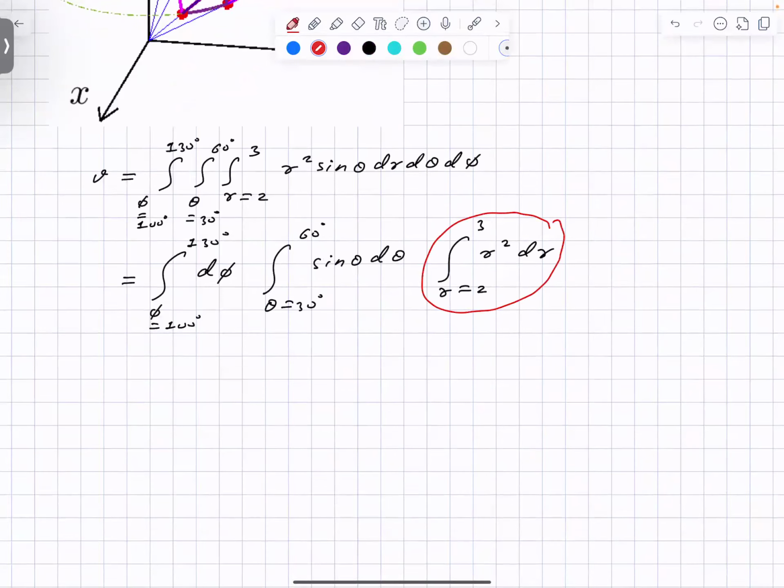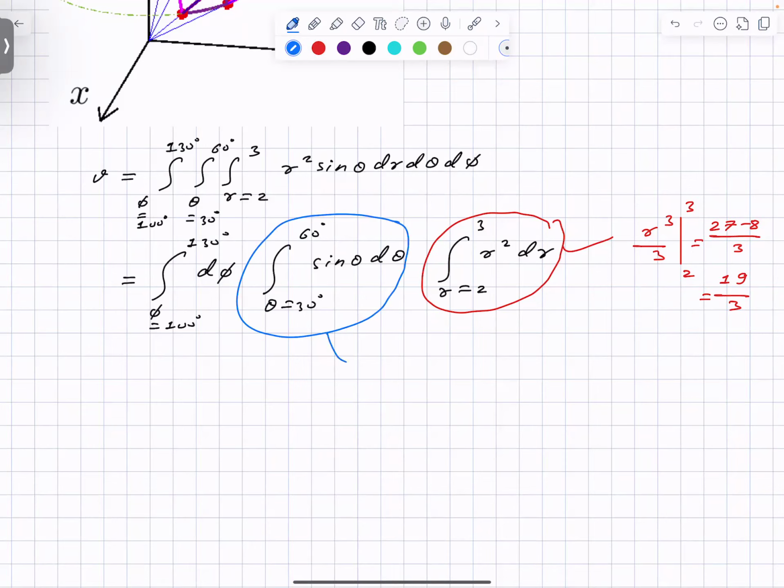Now this integral would be r cubed by 3, and the limits are 2 to 3. So we get 27 minus 8 by 3 equals 19 by 3. That's just one part. Now let's look at this middle part. Integrating sine theta, we get negative cosine theta, and the limits are 30 degrees to 60 degrees. So we get cosine of 30 degrees minus cosine of 60 degrees.